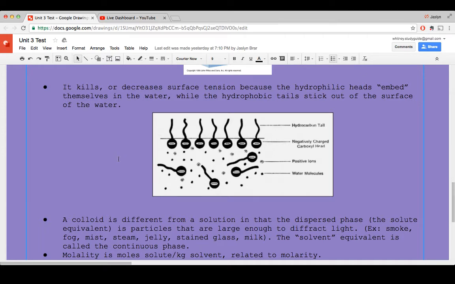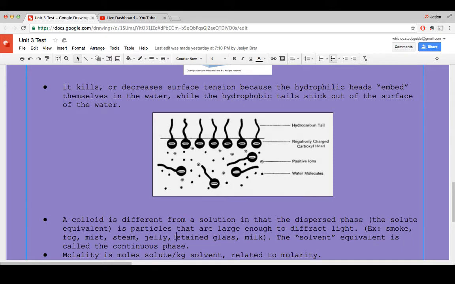So anyways, like I was saying about colloids, it's really similar to solutions. The main difference is that the dissolved substance in colloids is big enough to diffract light. Examples of colloids, the ones we went over in class, were smoke and jelly. Some more are fog and mist, steam, pretty much like smoke. It's just particles in the air.